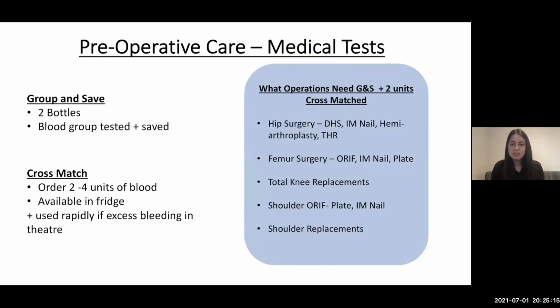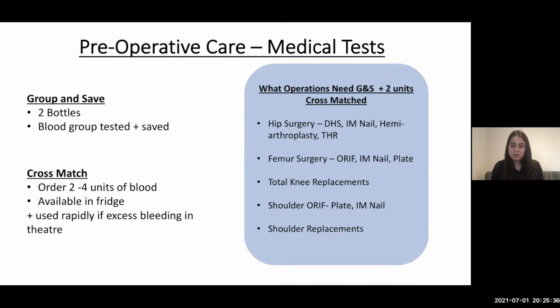So what operations need a group and save, and also 2 units of blood ready in the fridge in case they lose too much? We always cross match for 2 units of blood for hip surgeries. So for dynamic hip screws, intramedullary nails, hemiarthroplasties, and total hip replacements.